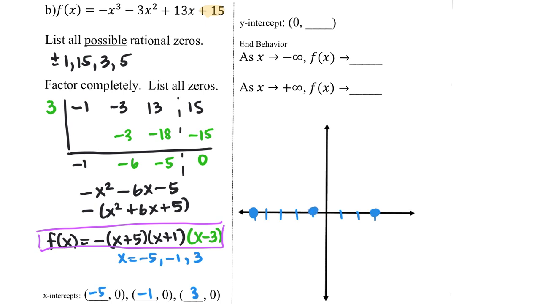Okay, let me go to the next column. Y-intercept. Y-intercept is the constant, so this is 0 and 15, which is quite high, so I'm just going to say 0 up 15 is somewhere up here.